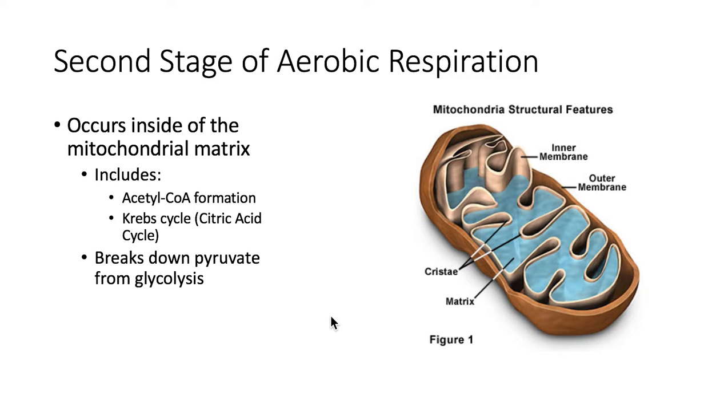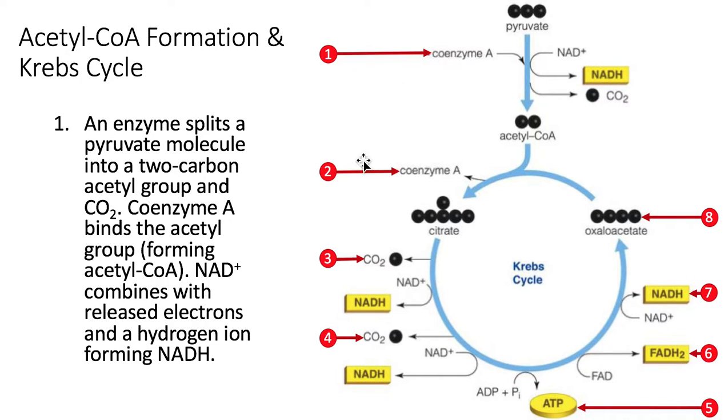We have to do something to it first, and that something is the formation. Instead of starting with pyruvate, we're going to make something known as acetyl-CoA, and that's what's actually going to go into the Krebs cycle. All right, but I'm going to break it down for you one step at a time. So here is our big scary graphic showing you acetyl-CoA formation and the Krebs cycle, but don't worry, we're going to look at it one step at a time and take it slowly.